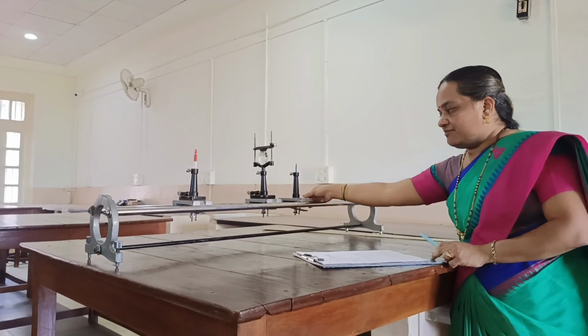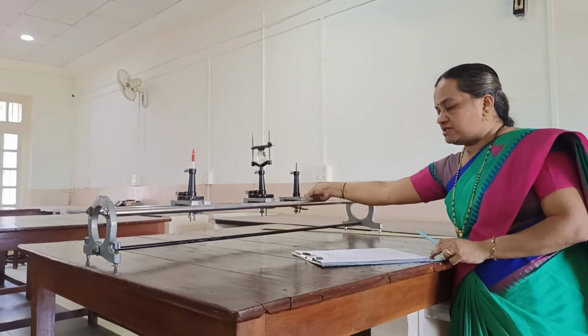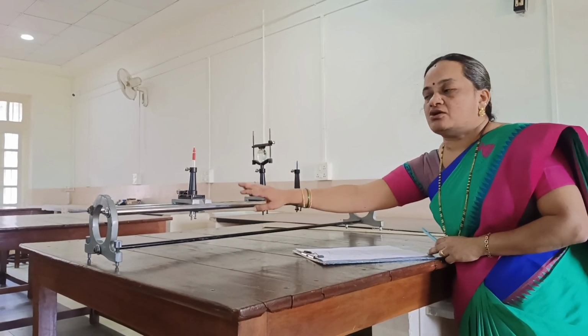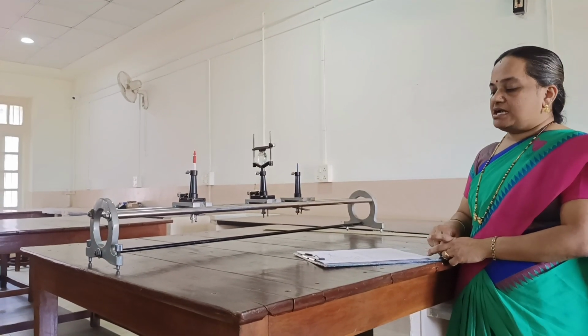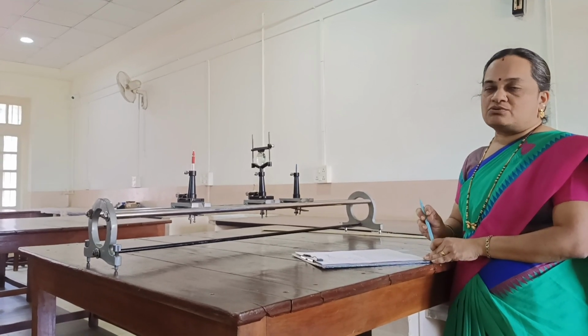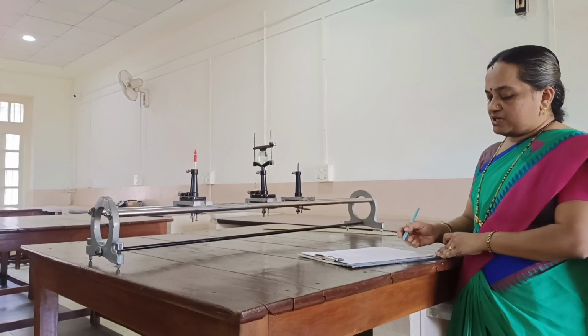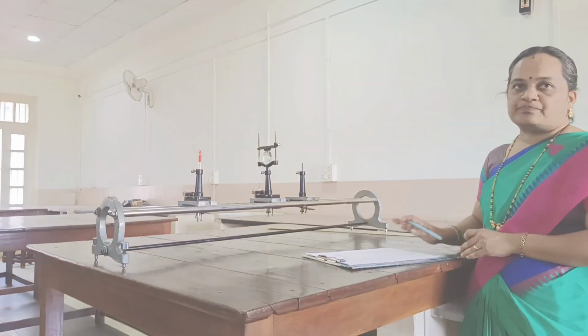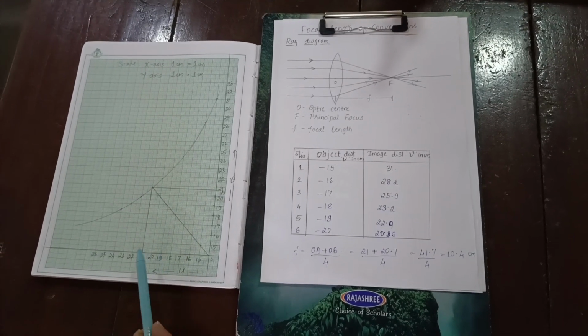In this way, every time we increase the object distance by 1 centimeter, we have to decrease the image pin distance, taking it closer to the lens, and when we adjust without parallax, we note down that distance, and that is the image distance. In this way, take some 5 readings and then plot the graph. I have taken the readings in this way.